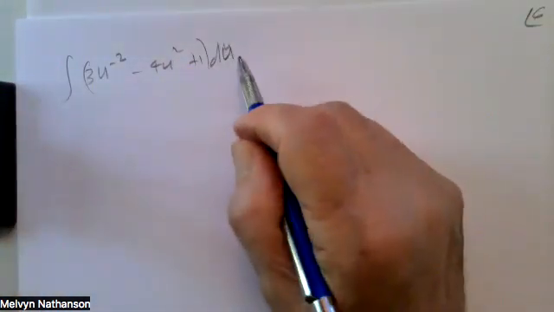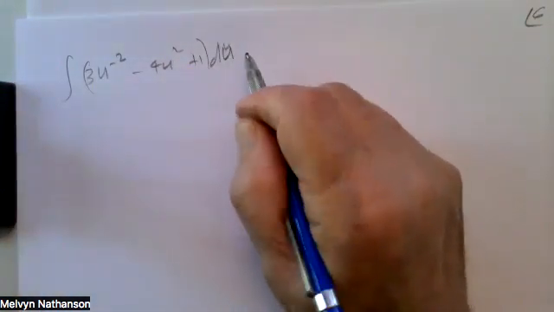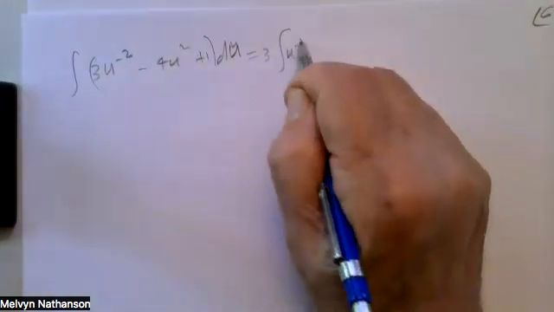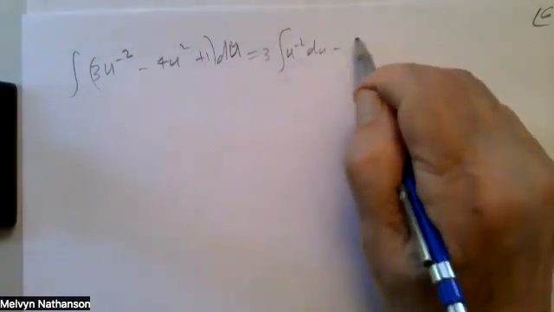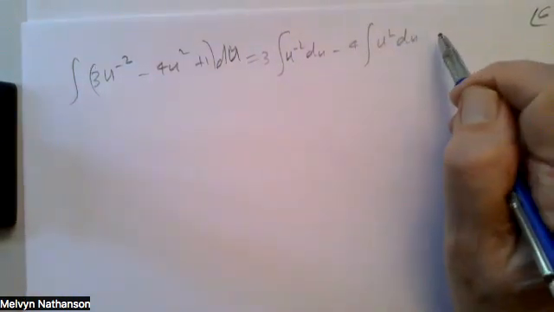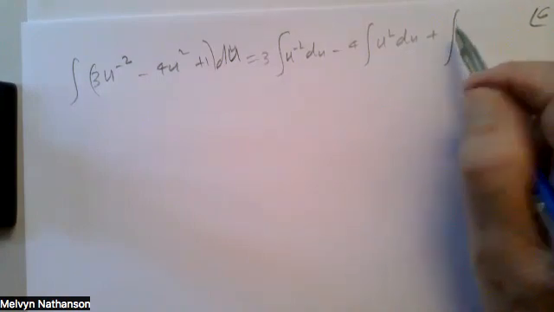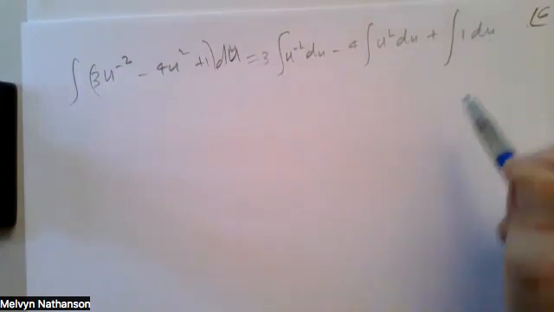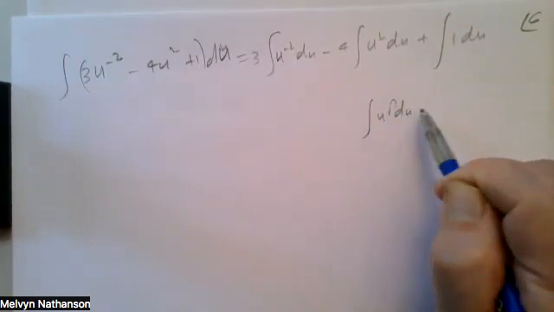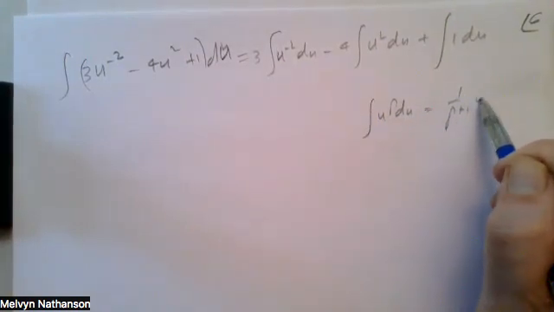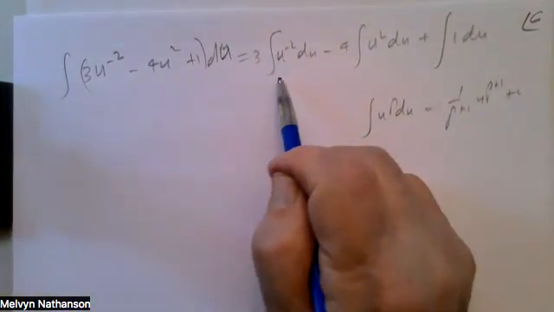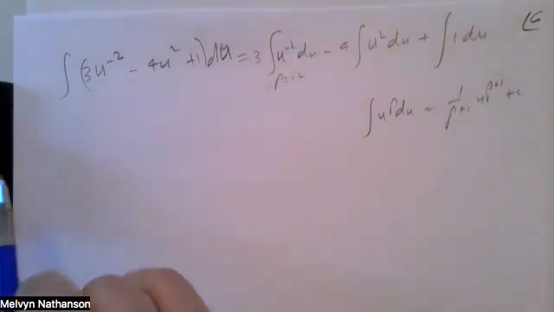Let's use the addition rule and the constant multiple rule. This is 3 times the integral of u to the minus 2 du minus 4 times the integral of u squared du plus 1 times the integral of 1 du. And we're going to use the power rule. The integral of u to the p du is 1 over p plus 1, u to the p plus 1 plus a constant. So here, p is minus 2.